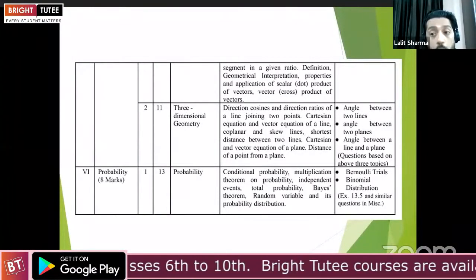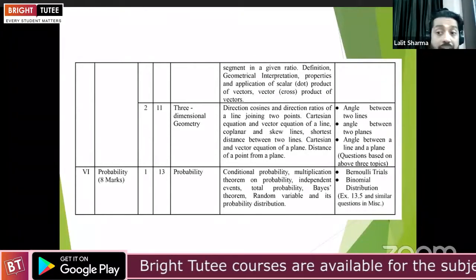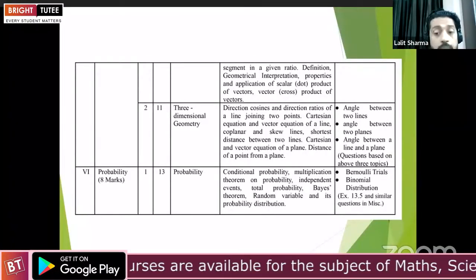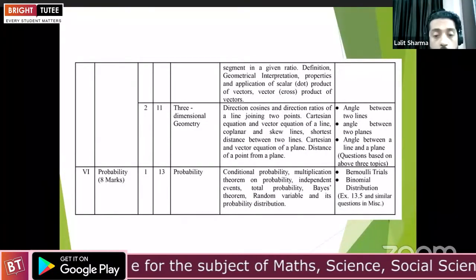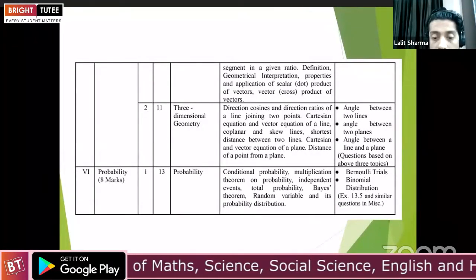Independent events is an important topic in which we can have a 2 marker. Okay, and then we have total probability and Bayes theorem. Total probability and Bayes theorem.